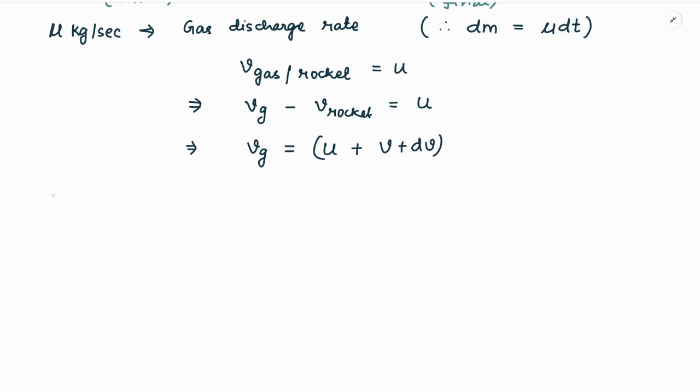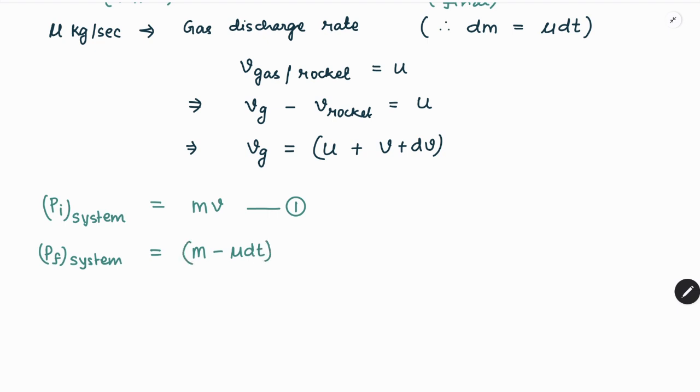So if we write the initial momentum associated with this entire system, we can say that the initial momentum is equal to mass m, which is moving with a velocity v. So we have this one as equation number 1. Now the final momentum associated with this system: the mass of the rocket changes from m to m minus dm, where dm is equal to mu dt.